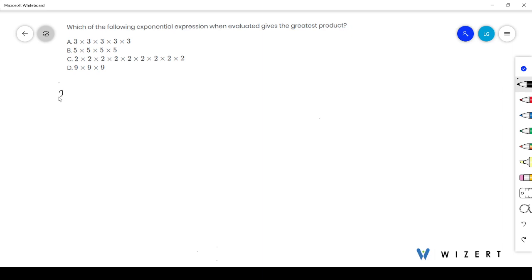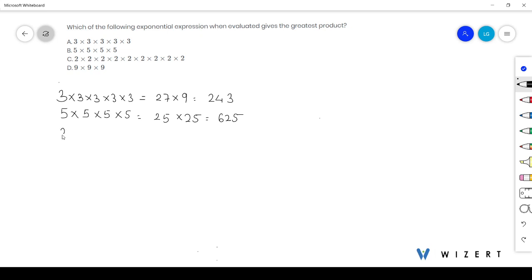Here we have 3 multiplied by itself 5 times. 3 into 3 into 3 is 27, and 3 into 3 is 9. So 27 into 9 is 243. Now check option B. Multiplying this 5 four times, we get 25 into 25, which is 625.